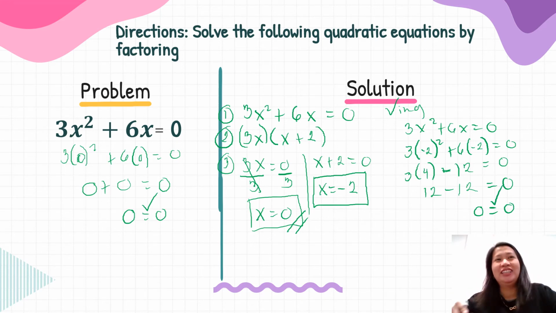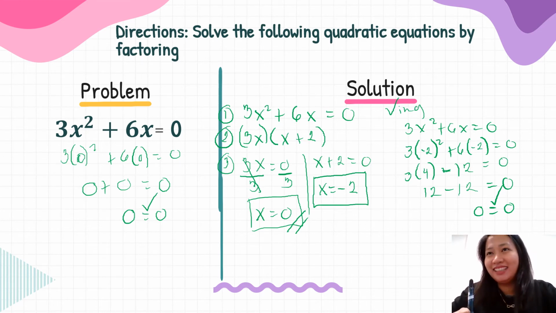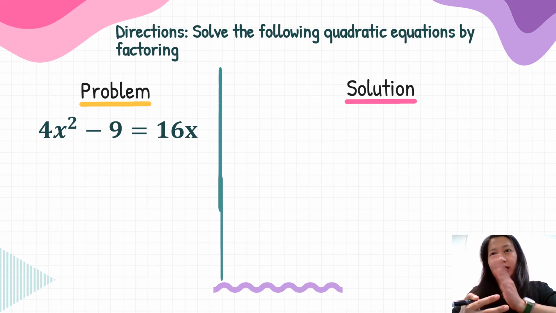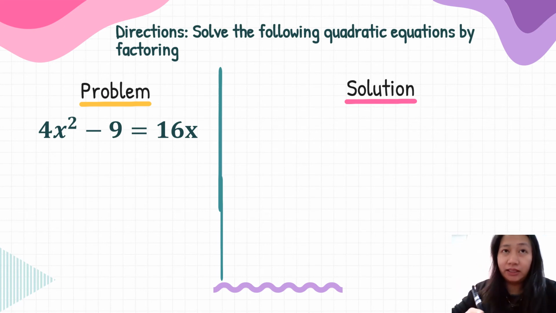Galing, no? Okay, no questions. Let's proceed to the next example. Is this already in standard form? Of course not. Wala pa po siya sa standard form kasi dapat ax squared, ang sunod ni ax squared ay bx, hindi si c. So, gawin natin standard form.